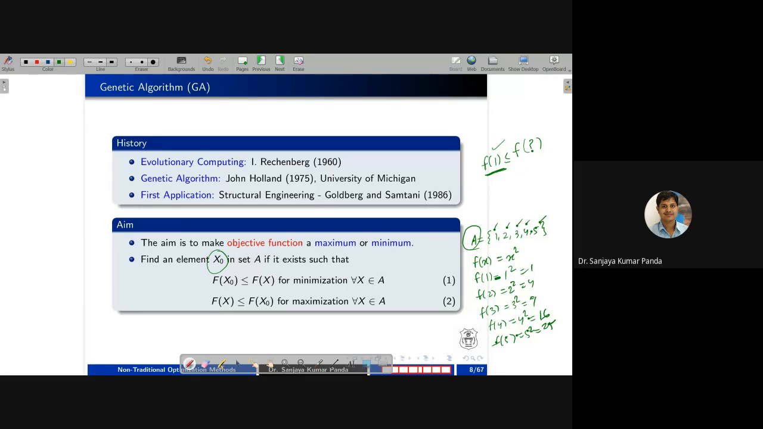But if you go for a maximization problem, then you can say f of any value is less than or equal to f of 5, right? So f of 5 value, which is 25, is the highest value. You put any value here, you will always get a value less than or equal to 25. In such a case, we deal with the maximization problem. So optimization method means either you have to maximize or you have to minimize to solve that particular problem.